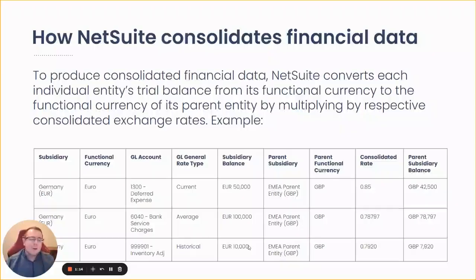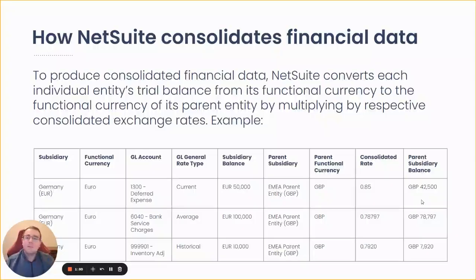In this example, we are rolling up to the immediate parent entity, being the EMEA parent entity, whose functional currency is GBP. What NetSuite will do is take the euro balances that we have in our German entity and multiply them by the applicable consolidated exchange rate for that accounting period. In this case, you will see that we have 3 different consolidated exchange rates to arrive at the GBP equivalent balances for the period. Now let's take this one step further.